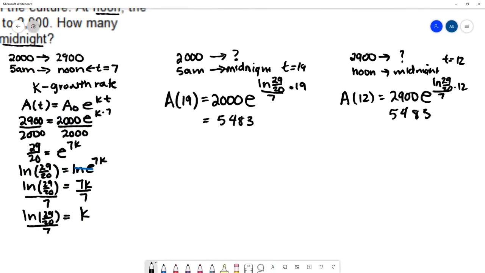And I'm just going to check the directions. It says round to the nearest whole number. Okay, so we've rounded correctly here.